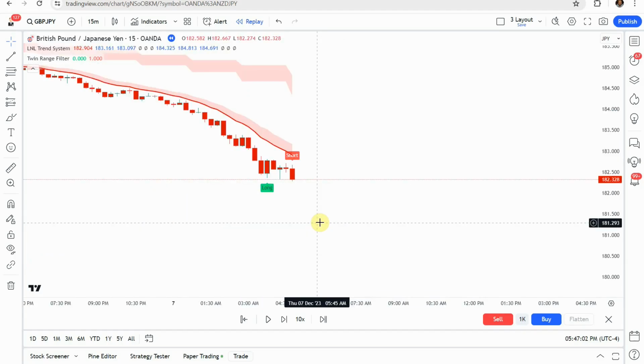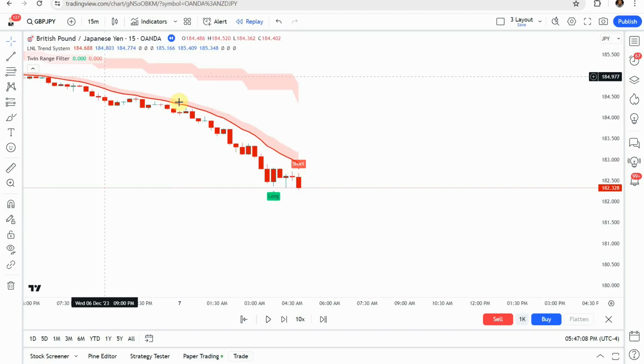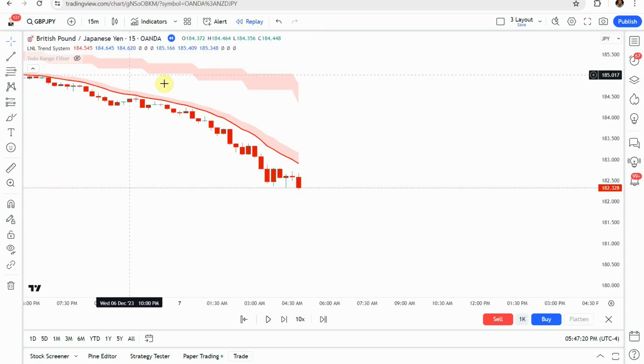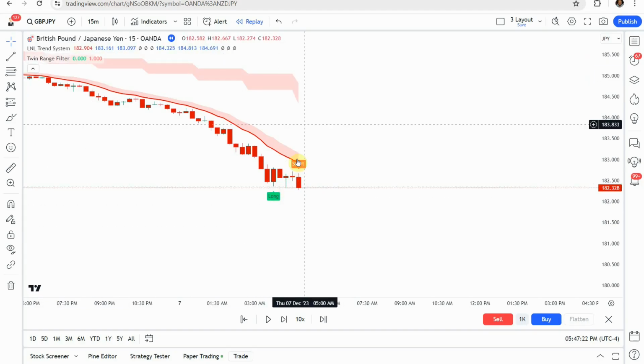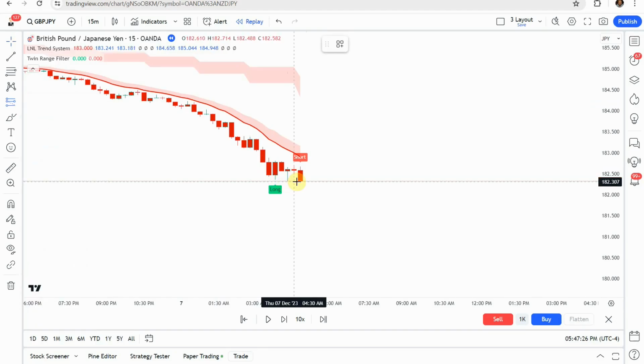Alright, and for a short trade, what we are looking for is the short tag right here. We are then looking for the moving average solid line here to be red. We're looking for the cloud to be red and this cloud to be red, as well as the candles themselves red. So everything lines up as red there. That's going to be our signal to enter into a short.